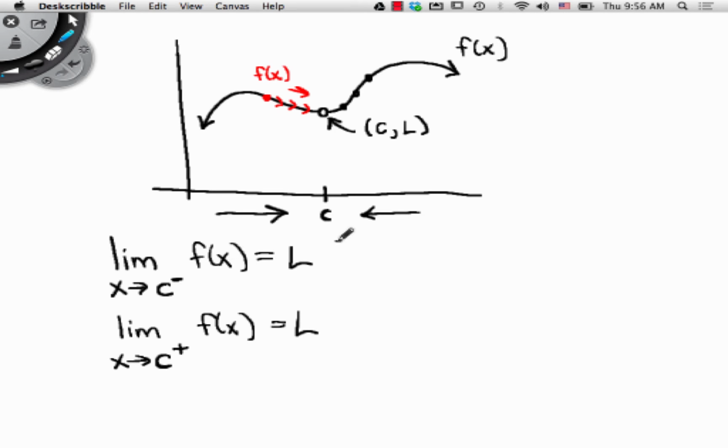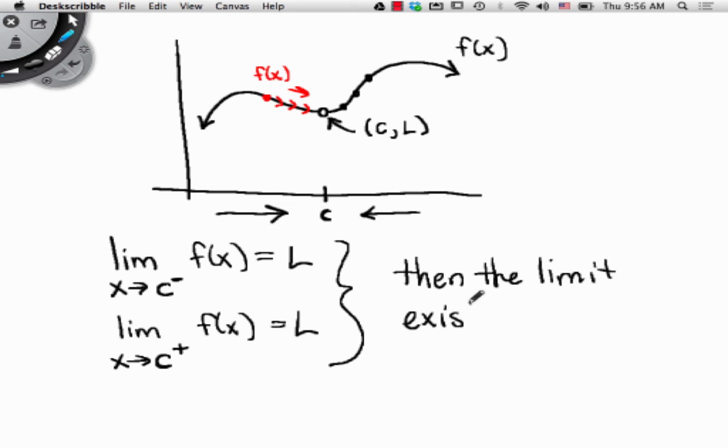Okay? So what we say here, and this is really the important factor, is if these two things are the same, if the left-hand approach is the same as the right-hand approach, then the limit exists. Then the limit exists, and I can finally say the limit as x approaches C of f of x is equal to L. You see, say that again? Would they not be the same? Oh, I'm going to show you a case where they're not the same. I am going to show you one.